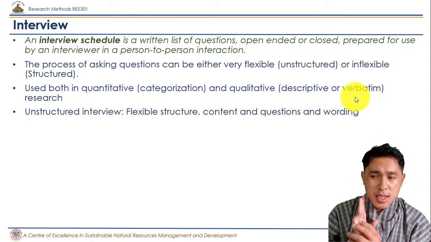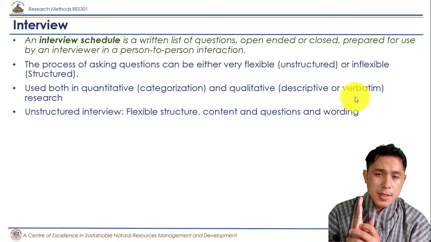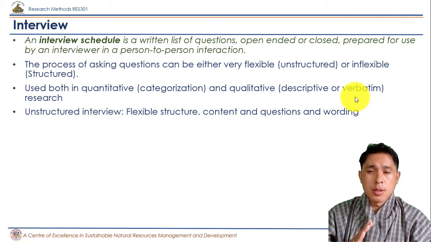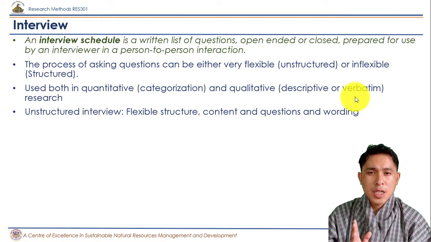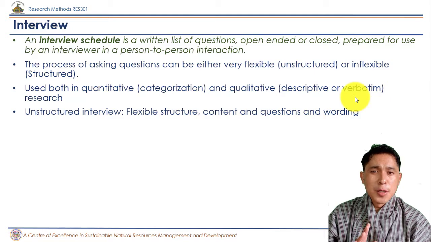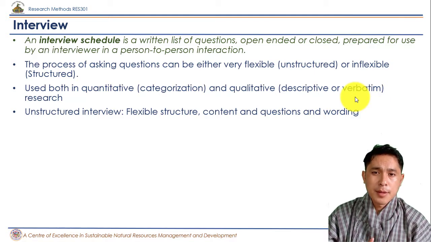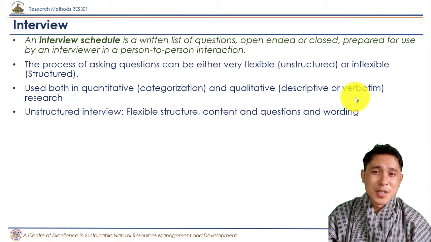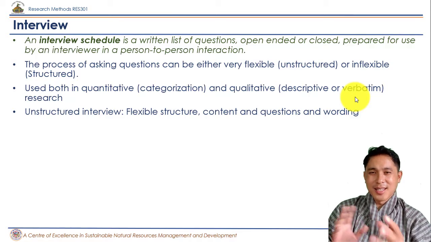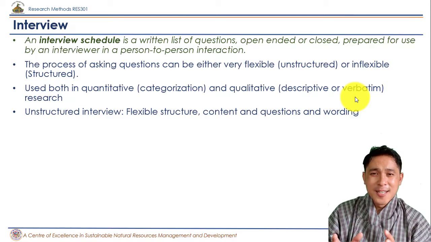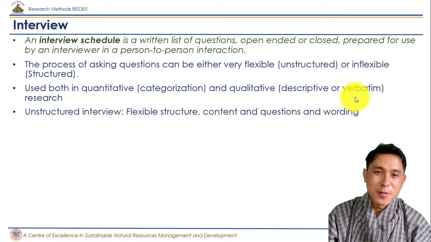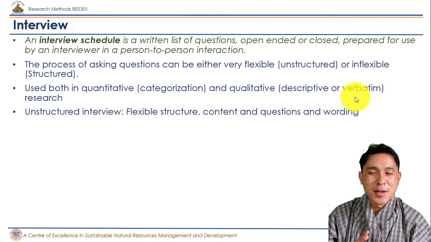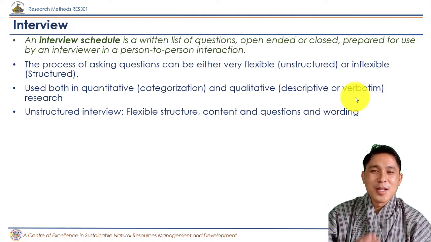One is the structure. There's no rigid structure. You can ask questions starting from why did you choose to become a farmer, or why did you choose to become a biologist? And the third question is what's your name? So the structure is not that good, because a structured interview can start from what's your name, what's your age, where are you from, and why did you choose to become a biologist. But an unstructured interview will not have a very good structure.